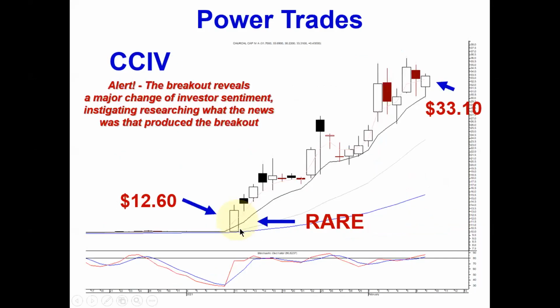A lot of people in the chat room have been in CCIV when it broke out.